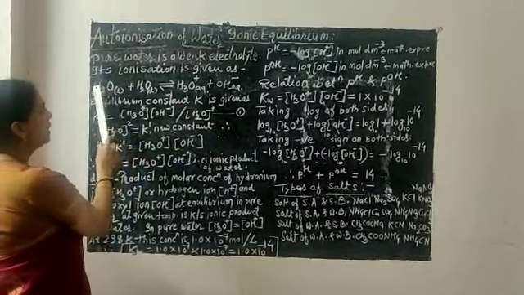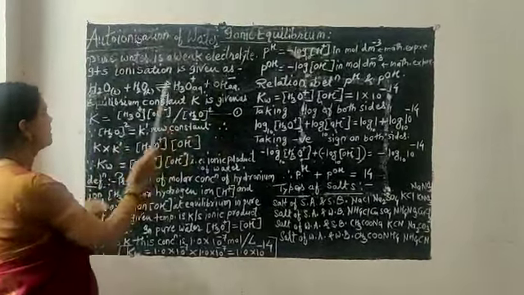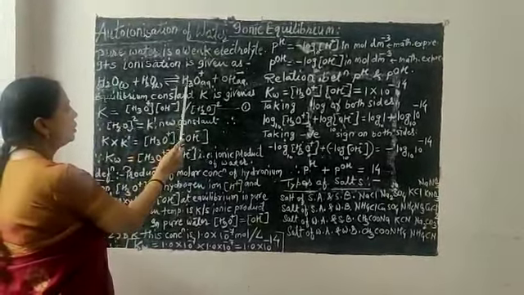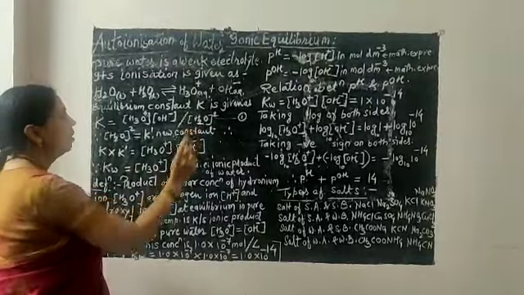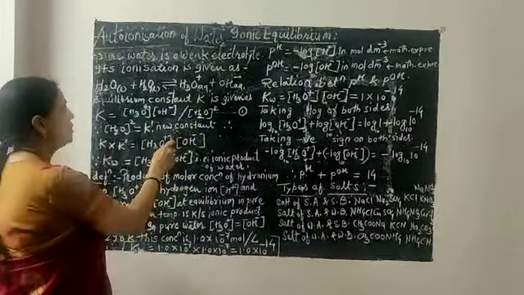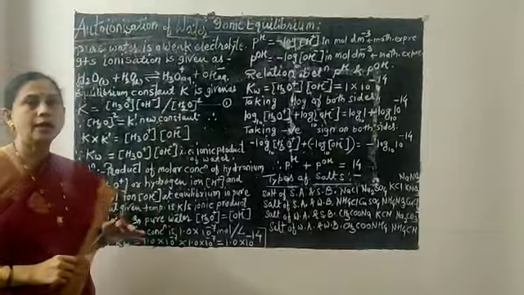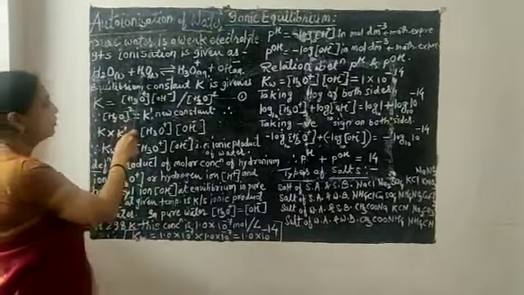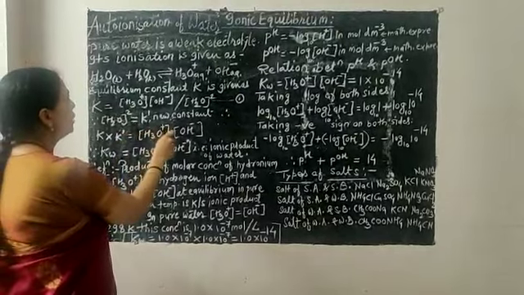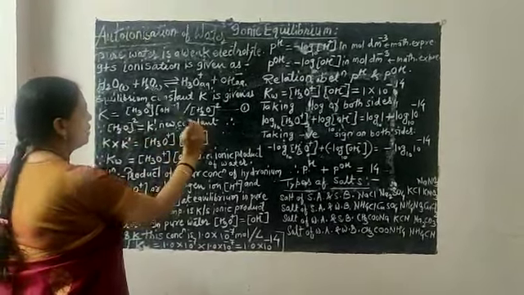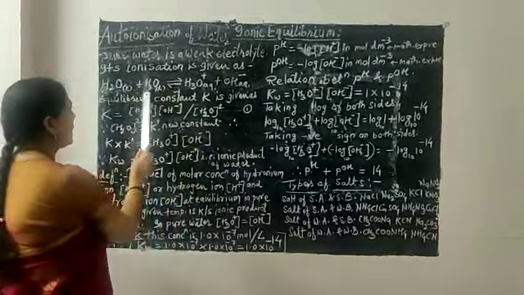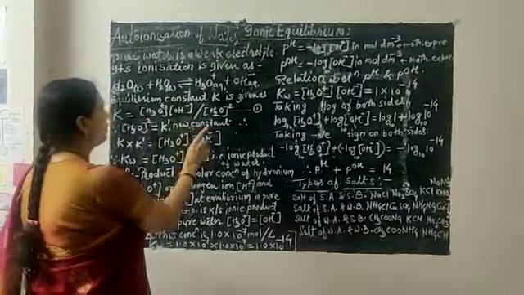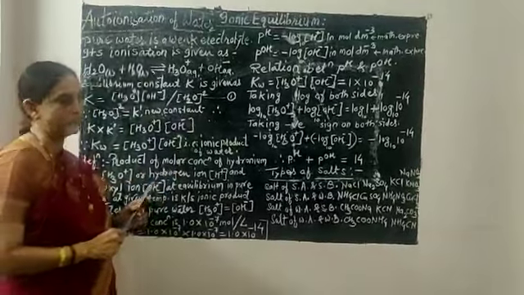I have shown here the ionization of water as two molecules of water. They form H3O+ (aq) and OH− (aq). H3O+ is known as the hydronium ion. If only one water molecule is taken, then you can show here H+ plus OH−. Since I have taken two molecules here, the equation is written as H3O+ (aq) plus OH− (aq).